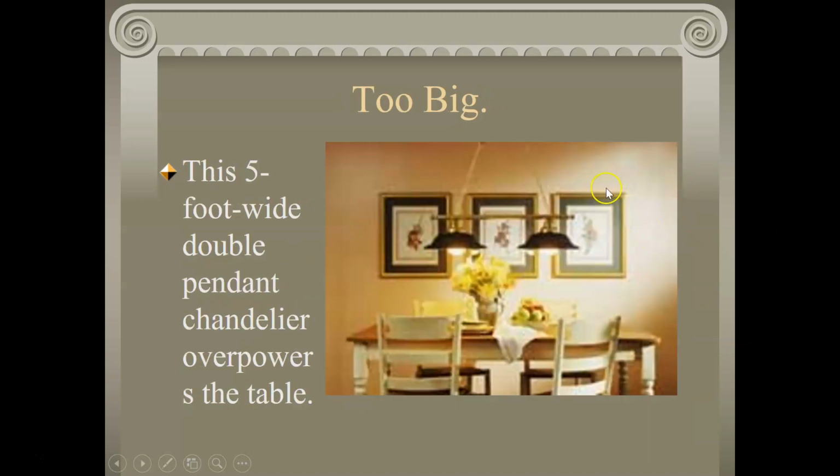Too big. This 5-foot double pendant chandelier overpowers the table. A lot of times when we buy things, we buy them because we like them, not because they fit. So that's something you have to look at when you're purchasing things.